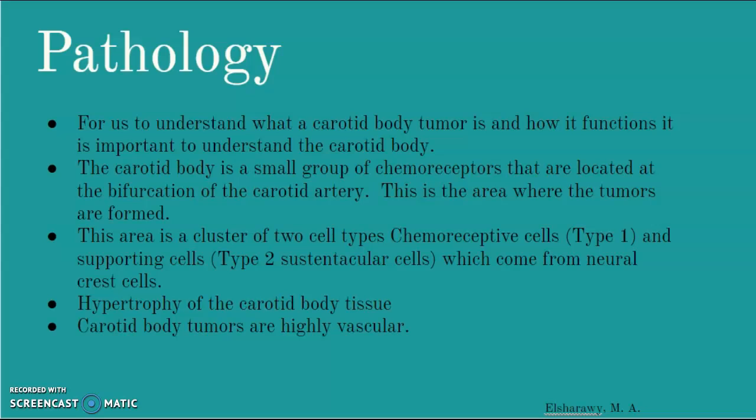And this area is a cluster of two cell types. There's chemoreceptive cells, which are type 1, and then there's the supporting cells, which come from the neural crest cells. So this carotid body tumor is formed by hypertrophy of this area in the tissue of the carotid body. And one thing to remember that's really important is that these carotid body tumors are very vascular. They have a lot of vasculature to them.